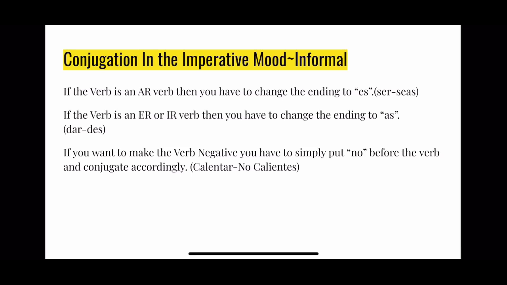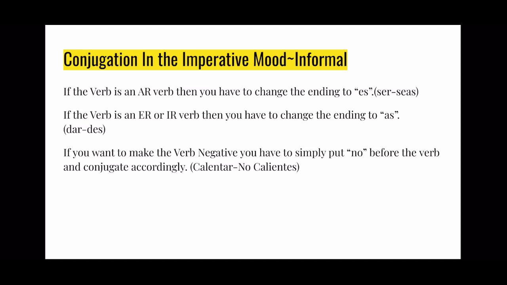So on the next slide, we have conjugation in the imperative mood, and this is informal. So if the verb is an AR verb, then you have to change the ending to ES. So for an example, if you have the verb ser, you would conjugate it to be CS. Now, if the verb is an ER or IR verb, then you have to change the ending to AS. And as an example of this, for an AR verb, I chose dar, and you would conjugate that to become des.